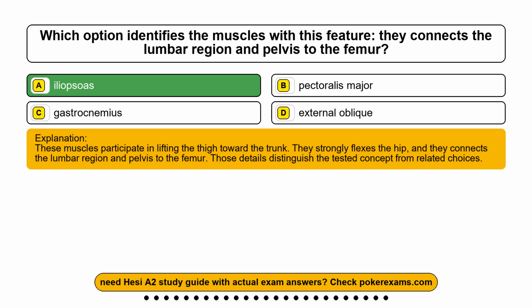These muscles participate in lifting the thigh toward the trunk. They strongly flex the hip, and they connect the lumbar region and pelvis to the femur. Those details distinguish the tested concept from related choices.